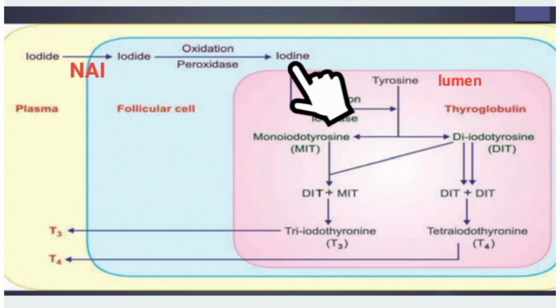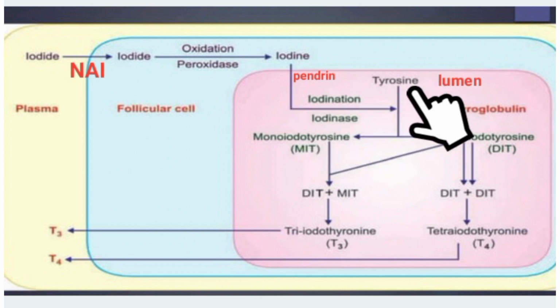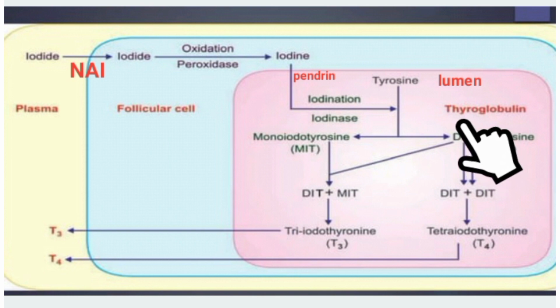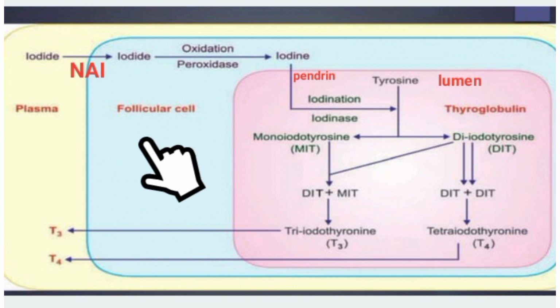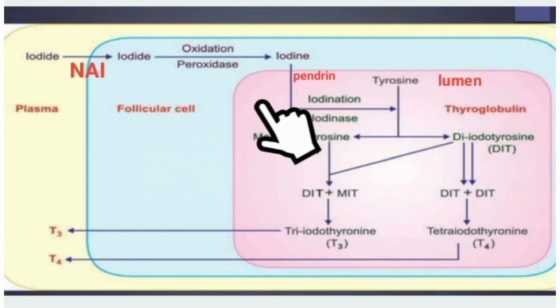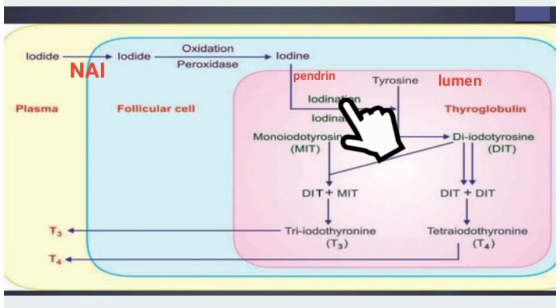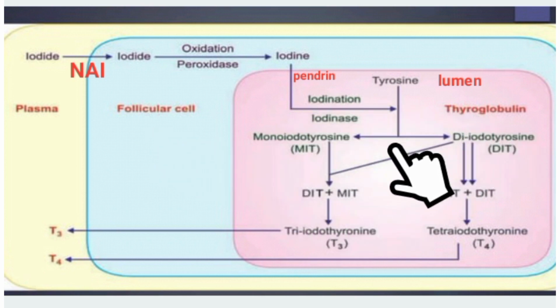Once iodide is converted into iodine, the third step is iodination. Iodination of the tyrosine residues of the thyroglobulin will occur. This thyroglobulin comes from the follicular cell. The follicular cell has endoplasmic reticulum and Golgi apparatus, which synthesize thyroglobulin, and this thyroglobulin is then sent to the lumen of the follicular cell, which makes up the colloid.